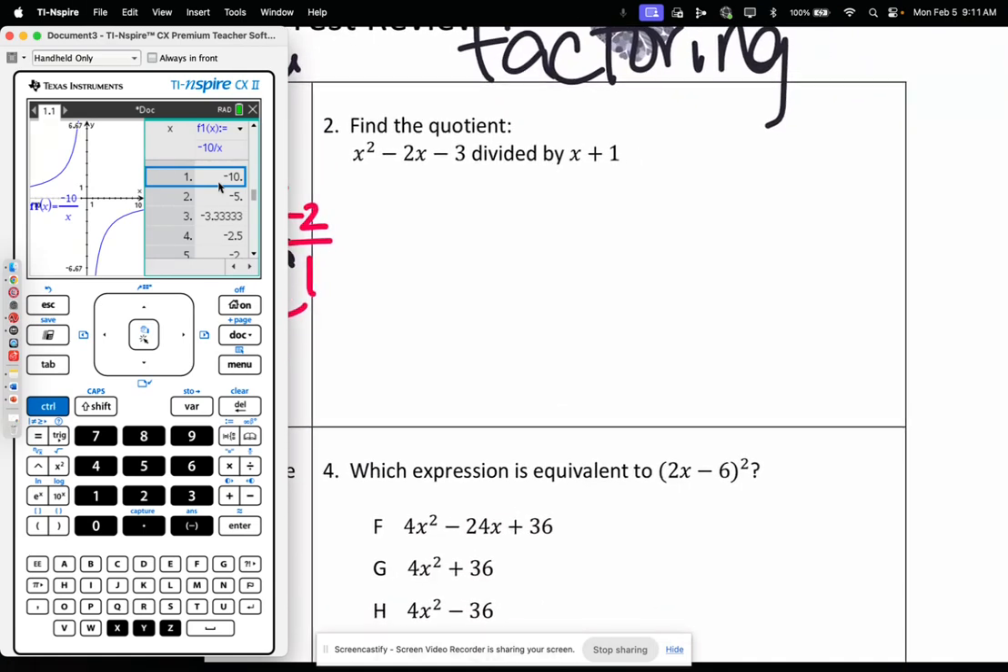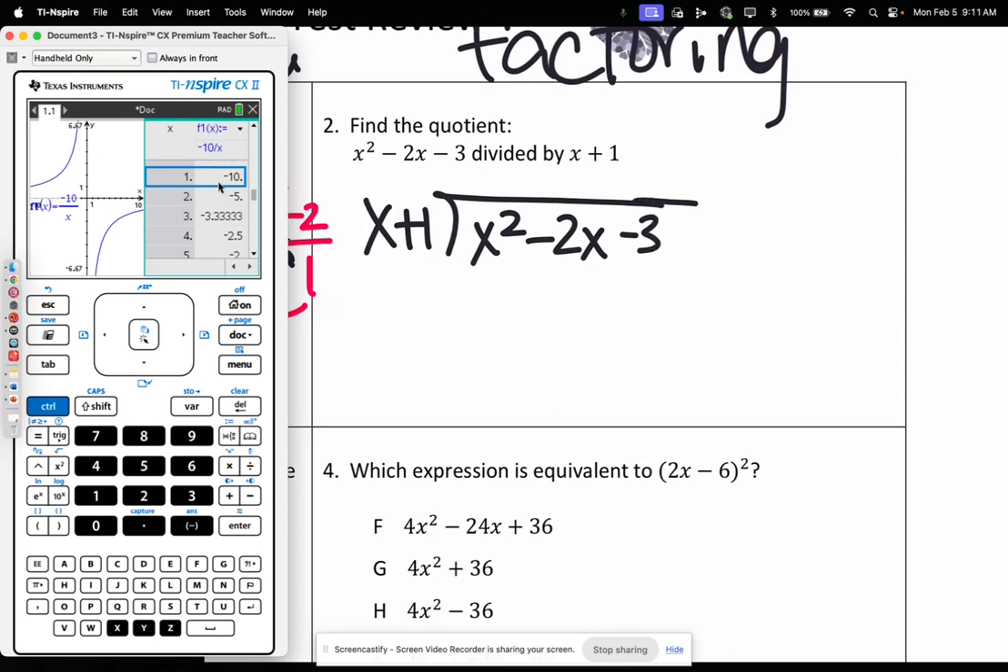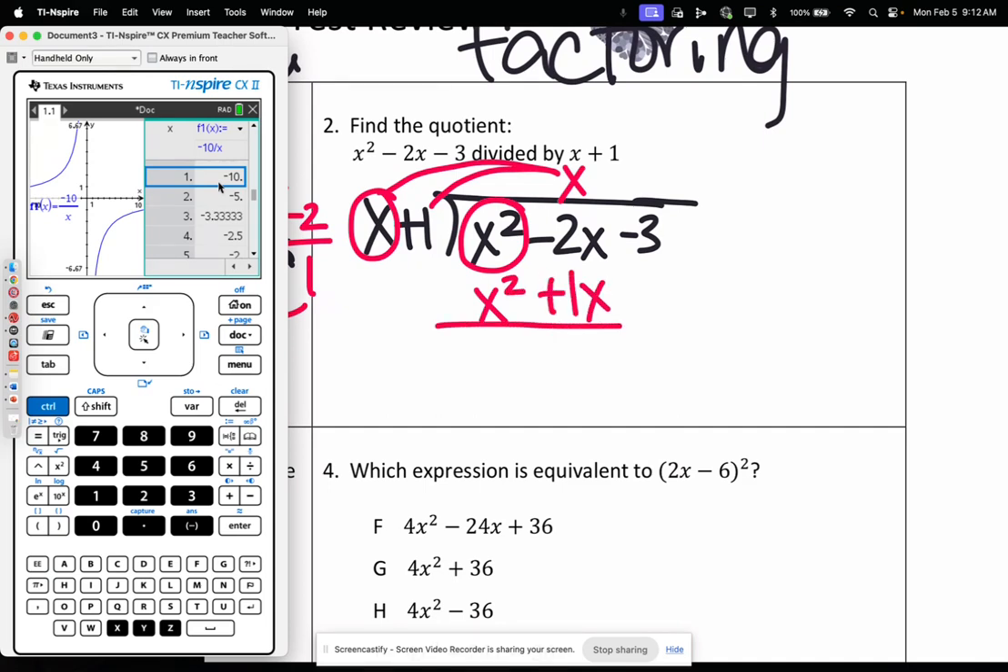Okay. Number 2, quotient. So this is dividing. We need to set it up. Remember, you can graph to see if things overlap. To check these, we need to start with our first term. X times x is x squared. But here's where some of us struggled. You have to multiply this x by both pieces. Then we have to change our signs. -2 and -1 is a -3.